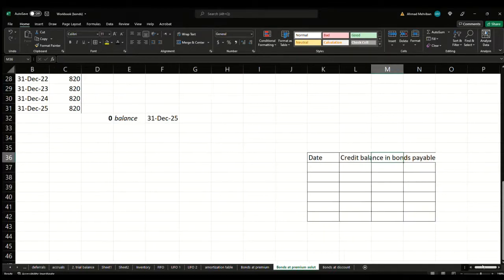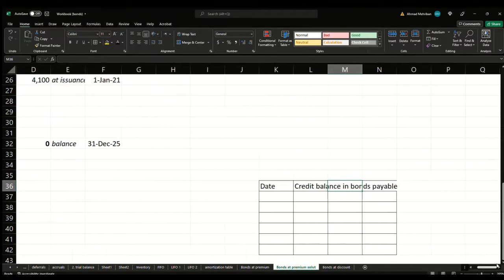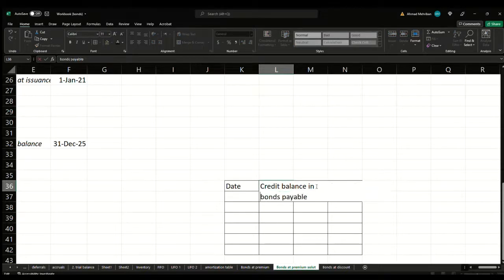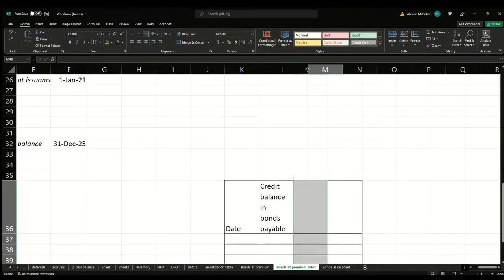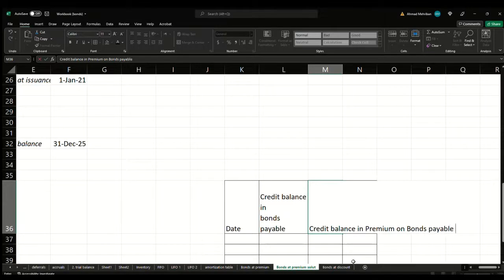Yeah, and bring it down to this side. Let me just use this. Here's what we have. We have this table, and using this table I hope to bring light into what's happening in here. Let's see, credit and balance, and then we have credit balance in bonds, sorry, in bond, just let it be premium on bonds payable account.